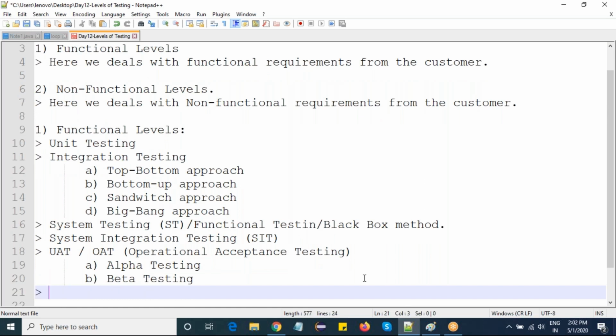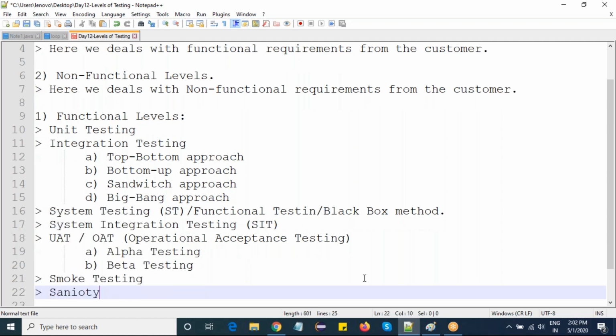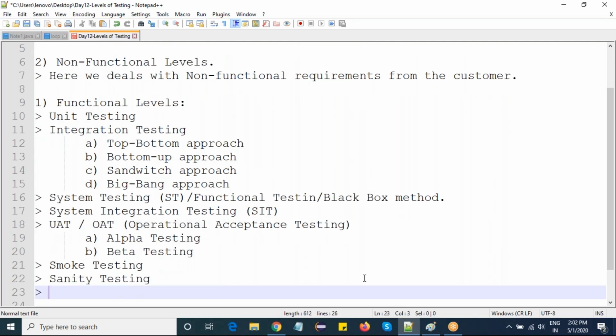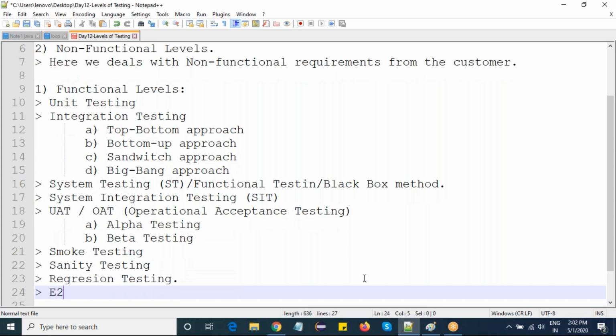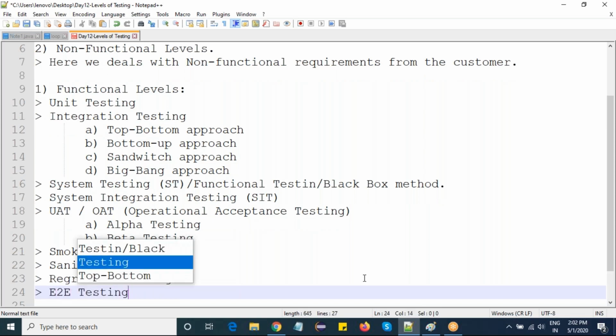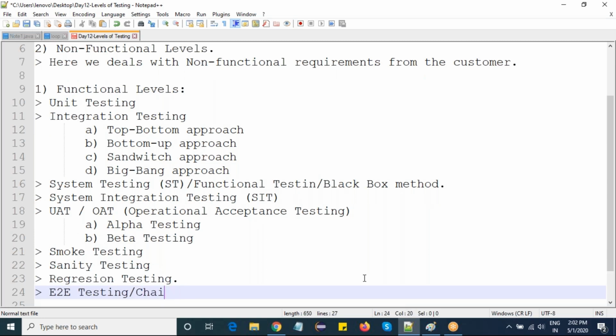Then smoke testing, very important from an interview point of view. Sanity testing, regression testing, which is also very important from an interview point of view. End-to-end testing, sometimes also known as chain testing. So these are the functional levels we have.